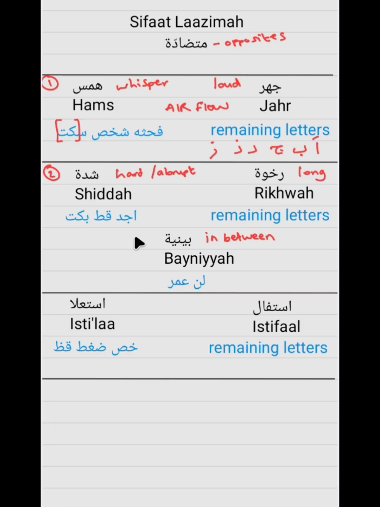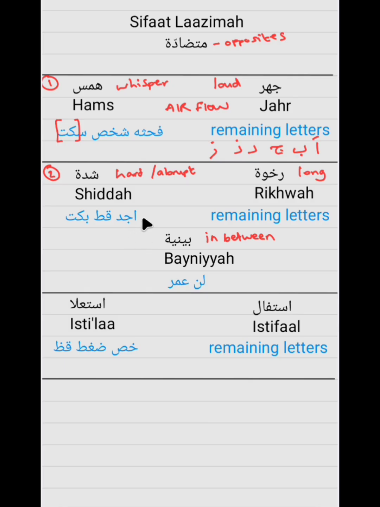And there are mnemonics to remember which letters are hard letters, pronounced abruptly, and a mnemonic to remember which letters are pronounced in between, right? And obviously the remaining letters are all long letters. So let's talk about shidda first. We've got ajidu, qatin, bakata. So all of these letters are pronounced abruptly.